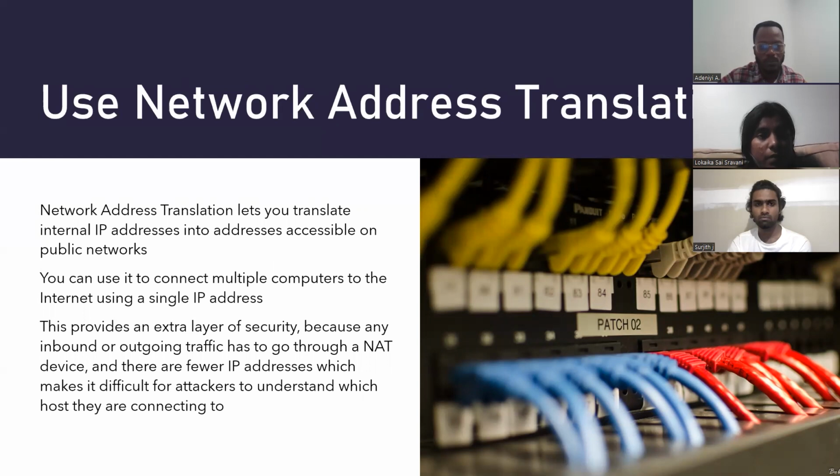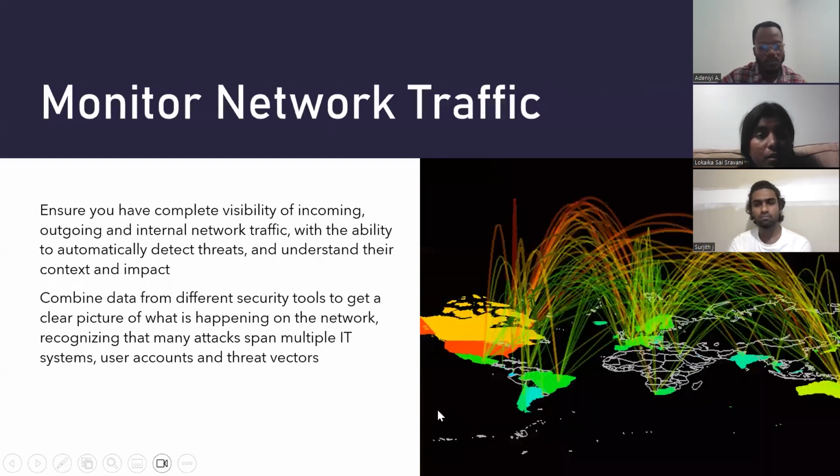Next one is use network address translation. NAT lets you translate internal IP addresses into addresses accessible on public networks. You can use it to connect multiple computers to the internet using a single IP address. This provides an extra layer of security because any inbound or outgoing traffic has to go through a NAT device, and there are fewer IP addresses, which makes it difficult for attackers to understand which host they are connecting to.